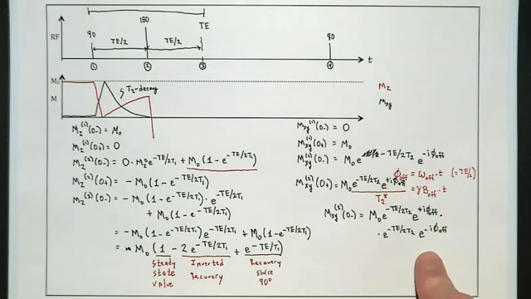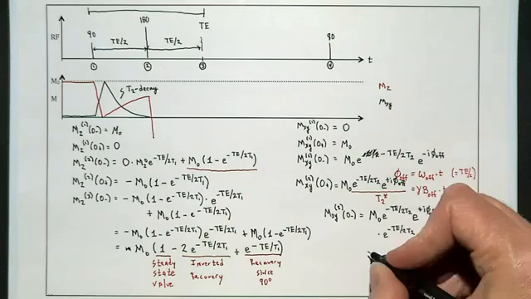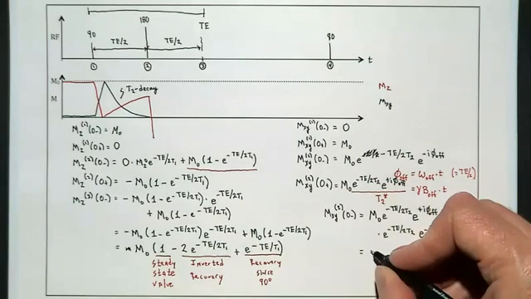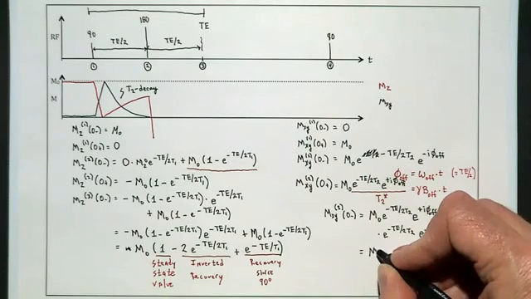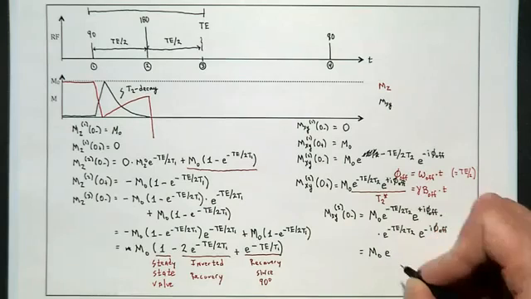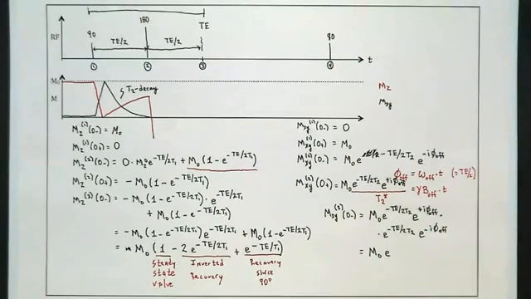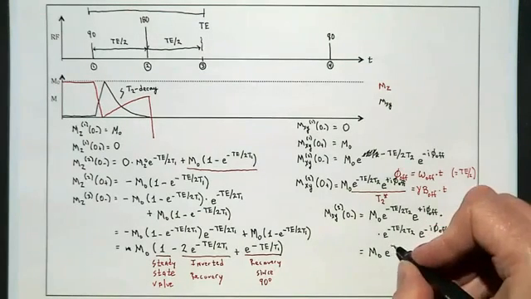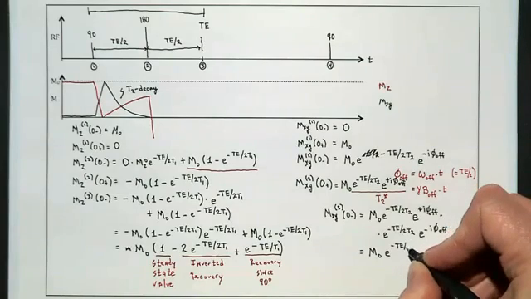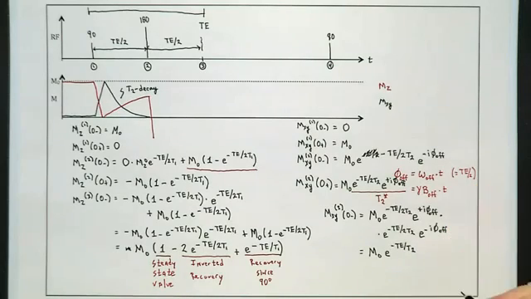Now I can just multiply out these exponential terms, and I can get the final solution for that particular time point that says that my transverse magnetization now is just M0 e to the minus TE by T2, and that's it.